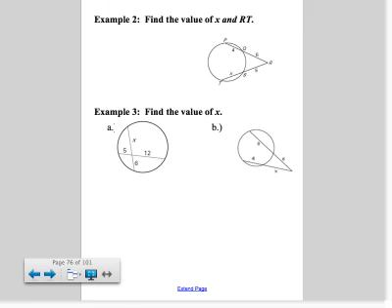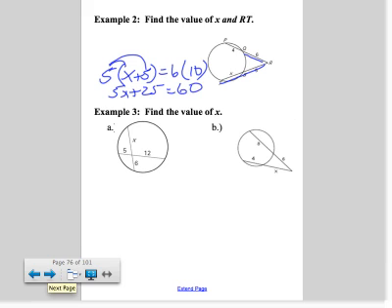So when we look at this first guy up here in example 2, it says find the value of X and RT. Okay, so again, I have two external secants. So I take the outside times the whole thing. Here the whole thing is not going to be 5X, it's X plus 5, equals outside times the whole thing, which is 10. And so you'll notice here I have to distribute this, so I get 5X plus 25 equals 60.